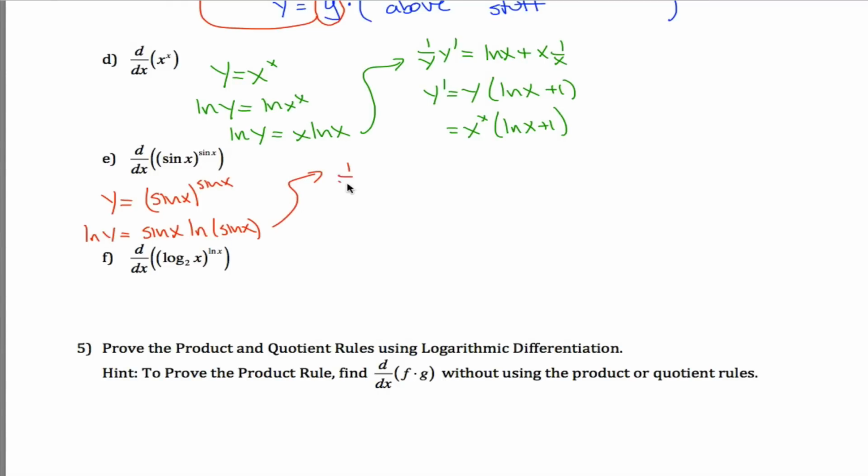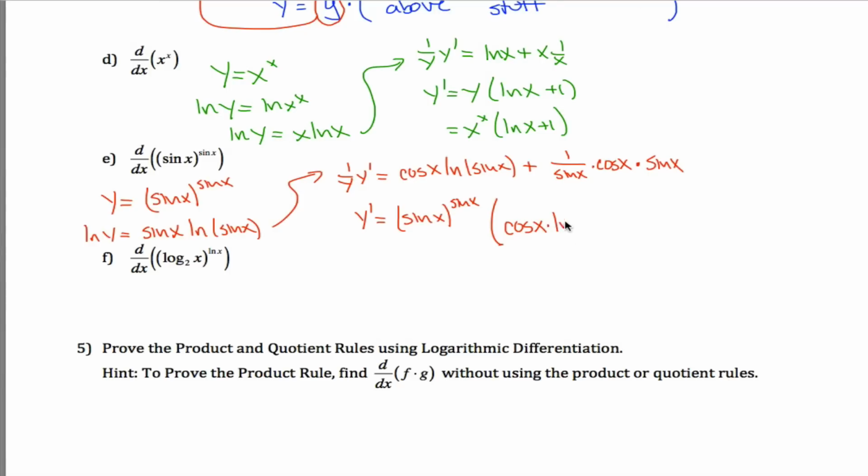The derivative of natural log of y, as we've seen a bunch of times, is 1 over y times y prime. Over here I got to use a product rule. The derivative of sine of x is cosine of x times the natural log of sine of x. Plus the derivative of natural log of sine of x is 1 over sine of x times the cosine of x. And then I want to multiply that by the sine of x for this one right here. And so what I get is that y prime is equal to y, which is the sine of x raised up to the sine of x power, times the cosine of x times the natural log of the sine of x, plus sine of x and 1 over sine of x cancel out, cosine of x. I get this whole mess right here.